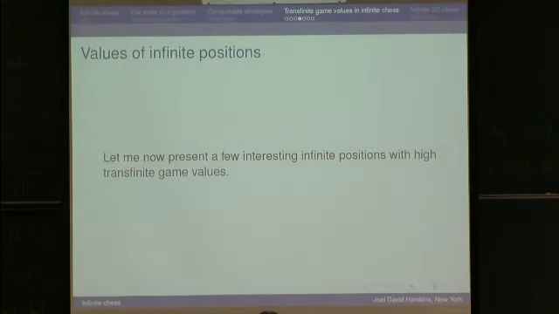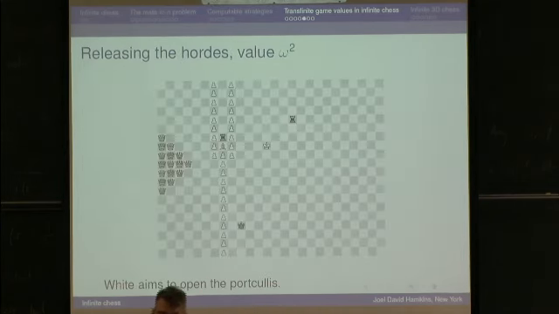Let's go now to the infinite position case. I just want to show you a few of these positions. This one is called releasing the hordes, with value omega squared. All the pieces are white except for two black rooks and a black king. This pawn right here is the portcullis, the door. We have to open the door to get the queens out, and then we can checkmate the black king.